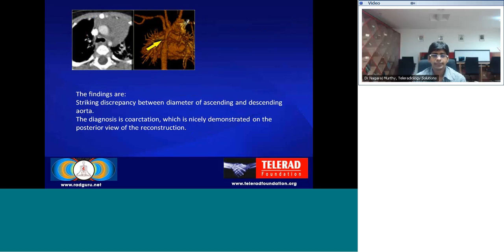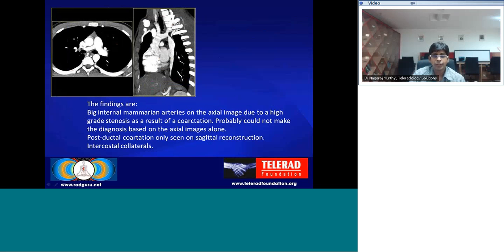The axial CT image in a child showing the coarctation of the aorta, where there is a discrepancy in the size of the ascending and descending thoracic aorta, and this is a reformatted image showing the narrow segment. This is the axial image and reconstructed image. Here the internal mammary arteries are dilated.